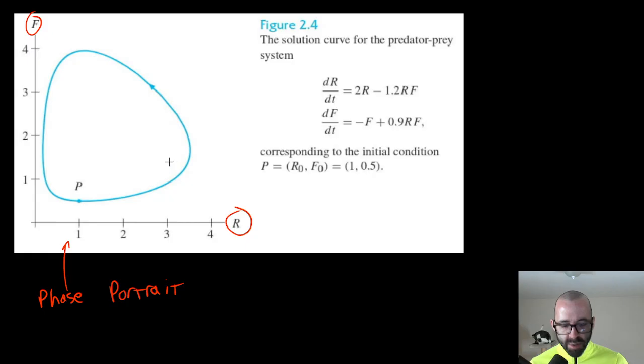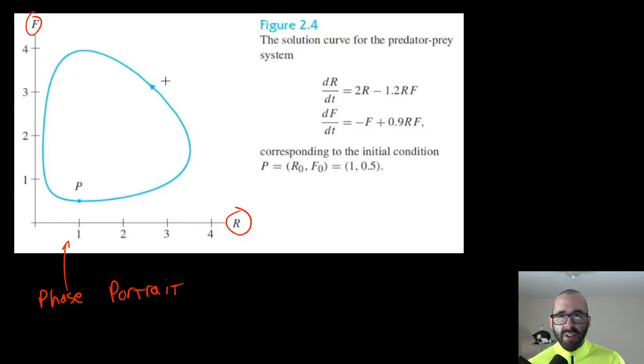All right, so we're in the RF plane. And let's say that we have some initial condition. Here our initial condition is P, which is maybe 1 unit of rabbits and half a unit of foxes. Again, maybe this is hundreds of rabbits. Maybe this is thousands of rabbits. Who knows, right? And if we start here, this is telling us that time t equals 0.